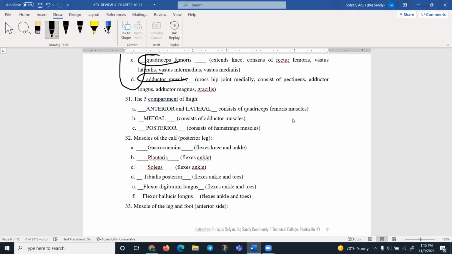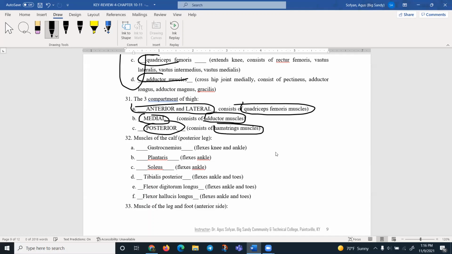Compartments of the thigh. If we cut our thigh in cross section, then there will be 3 main compartments. On the anterior and lateral side, it will consist of the quadriceps femoris muscle. On the medial side, inside, it's going to be the adductor muscles. And on the back of our thigh, it's going to be the hamstring muscle.